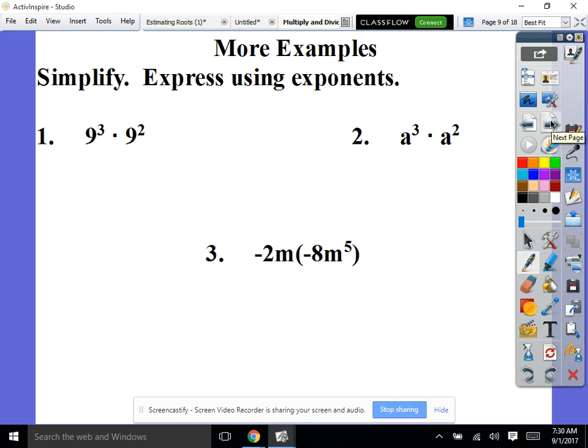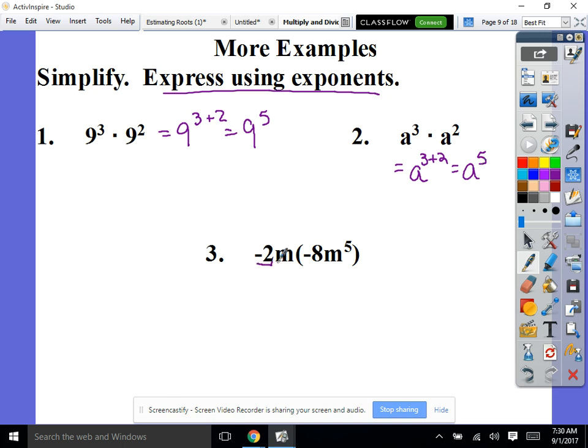Here are some more examples. So we have 9 to the 3 plus 2, which equals 9 to the 5th. Notice it says express using exponents, so that's as far as we need to go. I'm going to come down here to do this. A to the 3 plus 2 equals a to the 5th.